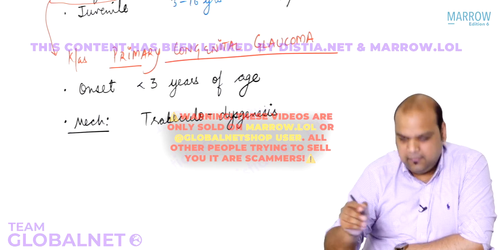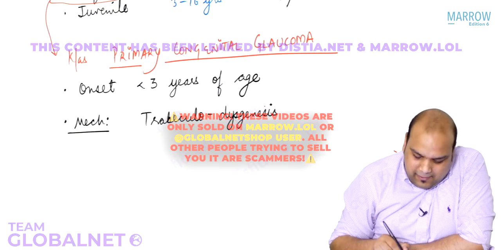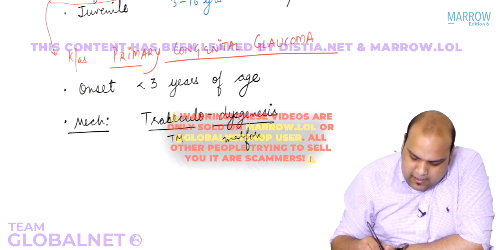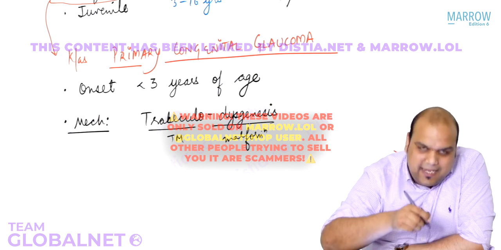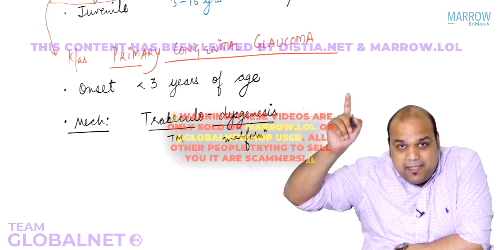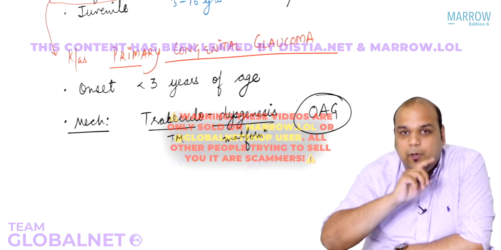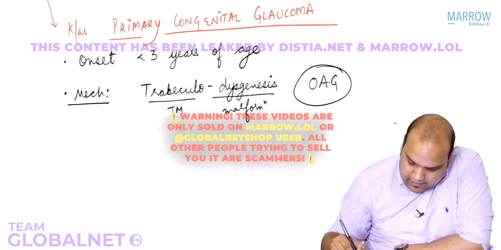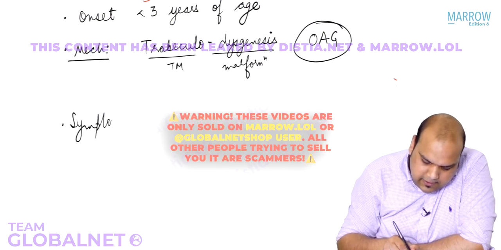Trabeculodysgenesis. Trabeculodysgenesis. 2 words. Trabeculo means trabecular meshwork. Dysgenesis means malformation. When the child is born, there is some issue in the formation of trabecular meshwork. Thus, I can ask you, primary congenital glaucoma is which type of glaucoma? Open angle mechanism or angle closure mechanism? Everybody, because of the word trabecular meshwork. I hope this is not a difficult thing at all. Open angle glaucoma.